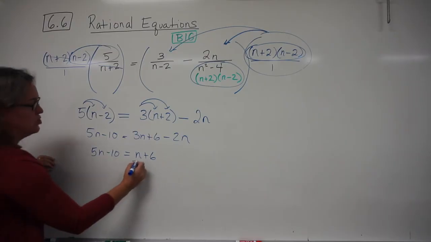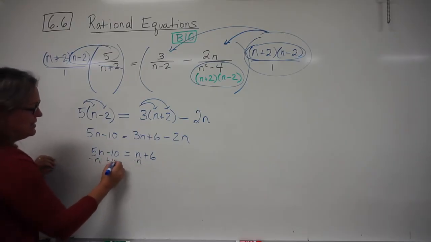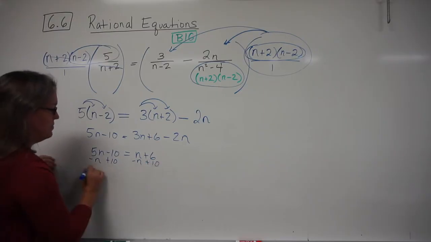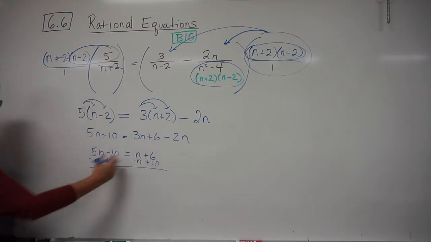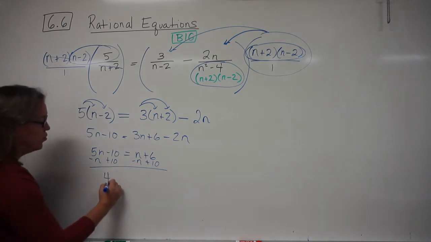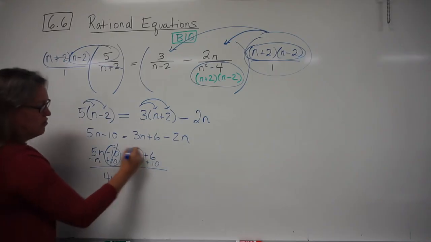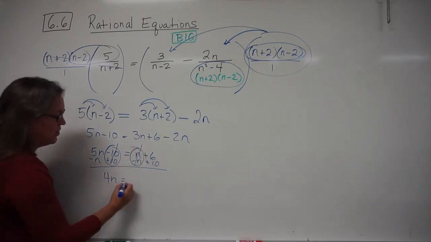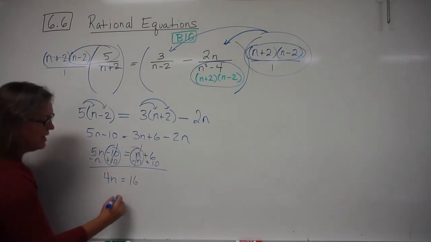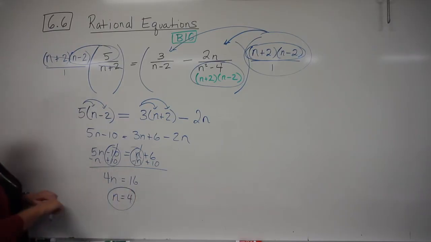And I'm going to subtract n from both sides. And I think I'll also just add 10 to both sides at the same time. As long as you do the same thing to both sides, you're good to go. So this is 4n, the 10's zero out. Over on this side, the n's zero out. We get 4n equals 16, where n equals 4, and that is our answer.